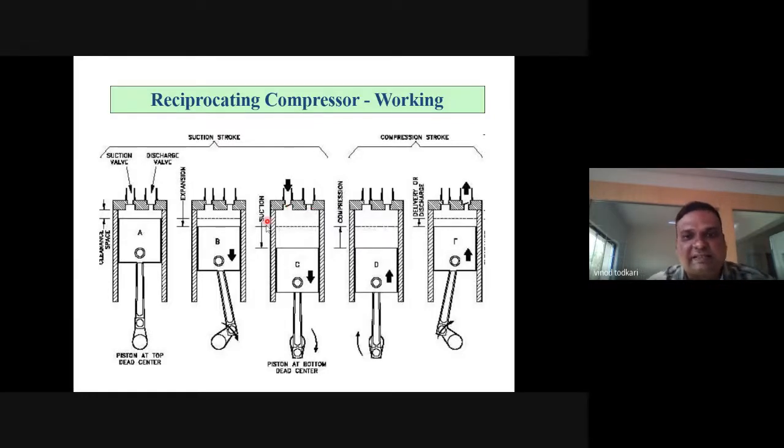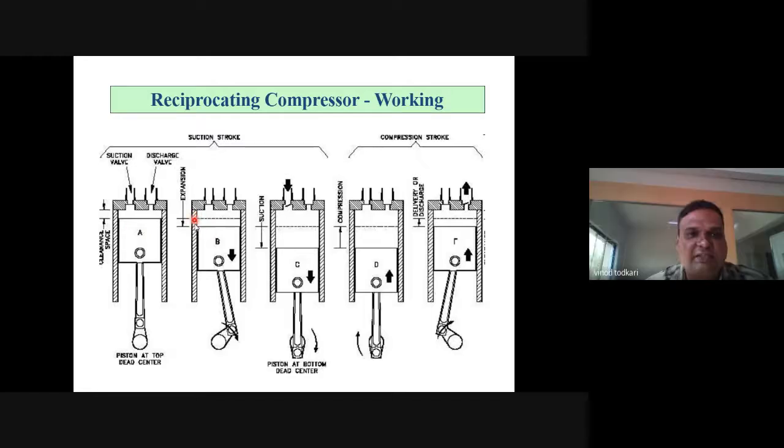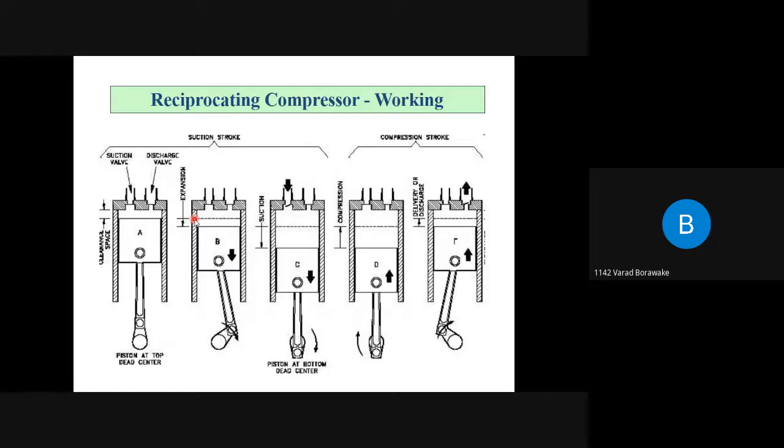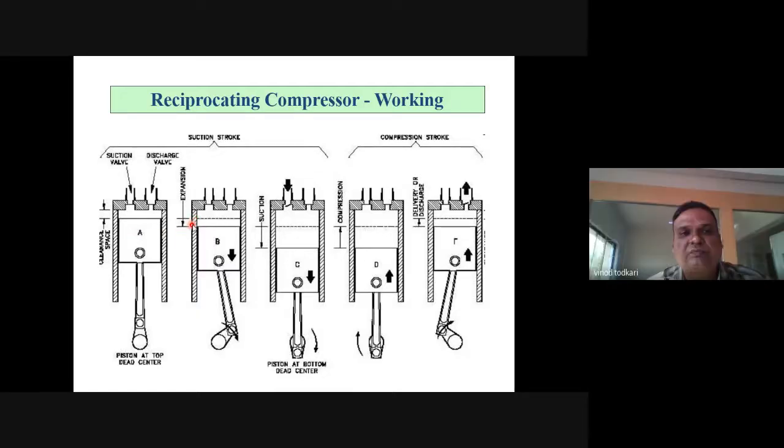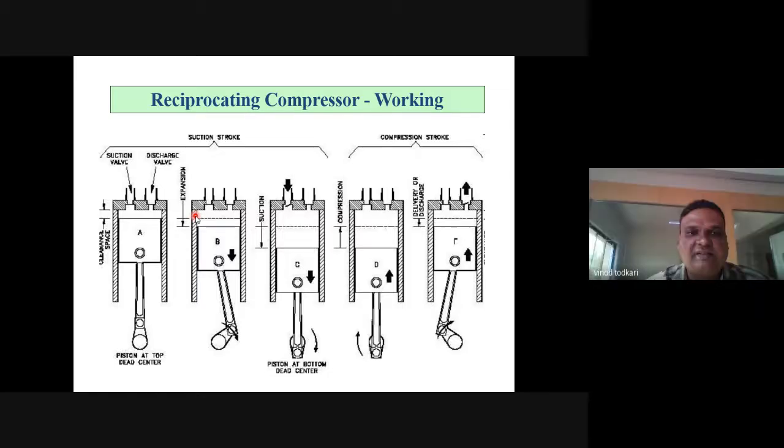Before that, tell me, is this construction of the compressor clear to you? This is a reciprocating compressor. I will just put this pointer and you tell me the name of that component. Which is this component? Piston. Very good. Which is this component? Cylinder. Very good.